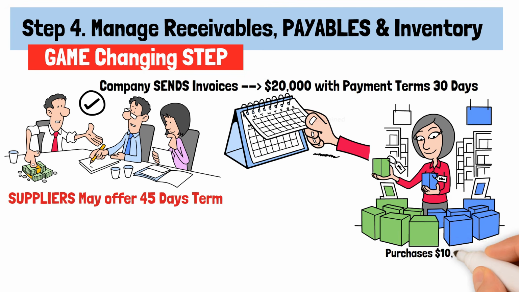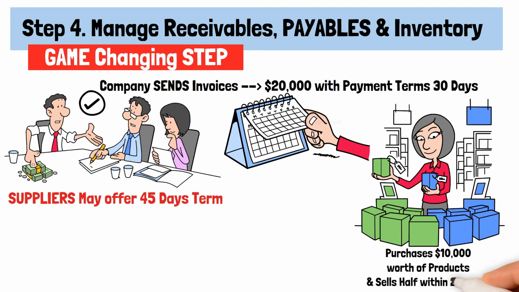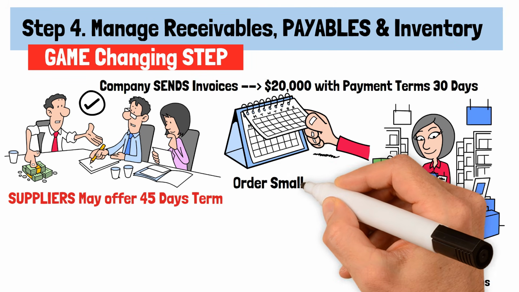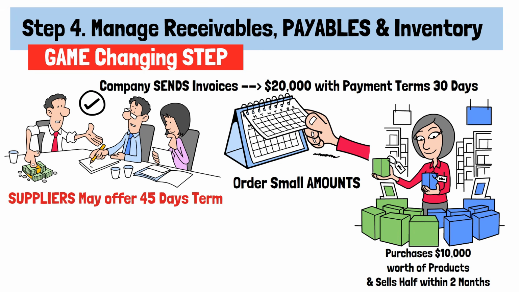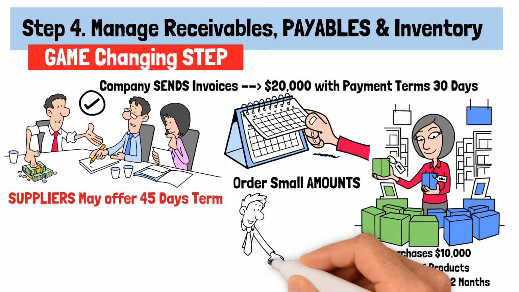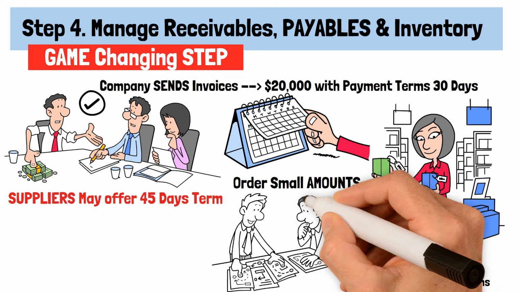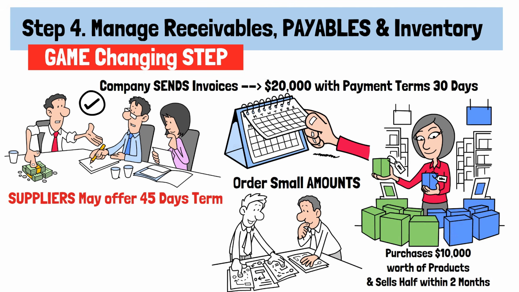Suppose a business purchases $10,000 worth of products but only sells half within 2 months. The remaining inventory ties up cash that could have been used elsewhere. By ordering smaller amounts more frequently, owners can maintain healthier balances and reduce unnecessary storage costs. Businesses that actively manage customer payments, supplier obligations, and inventory levels usually experience smoother cash flow because money is circulating efficiently instead of being trapped in unpaid invoices or unsold products.